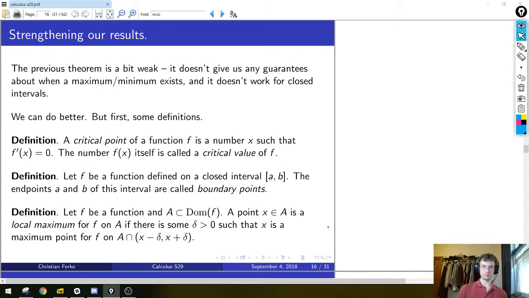Okay, questions on those definitions? I have no questions on the definitions. Good. Okay, so first a very easy proof, which is actually a corollary of our previous theorem about this local maximum stuff.